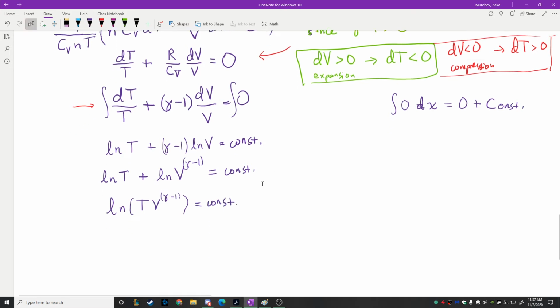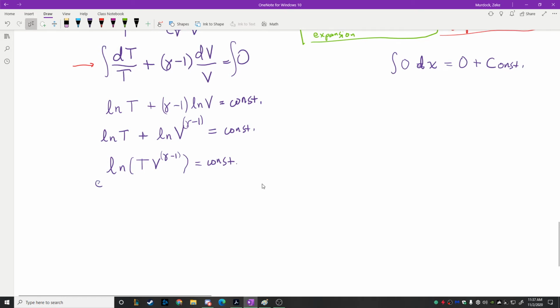But what we could next do then is we could raise both sides to the e power. And the left-hand side would just become T times V, or volume, to the gamma minus 1. That should be equal to e to a constant, which is, again, just some constant. It's going to turn out that we don't actually care what the constant itself is, although we certainly could figure out what it is. Because now what we want to do is we want to turn this into a relationship kind of similar to something that you do with the ideal gas law, sorry.